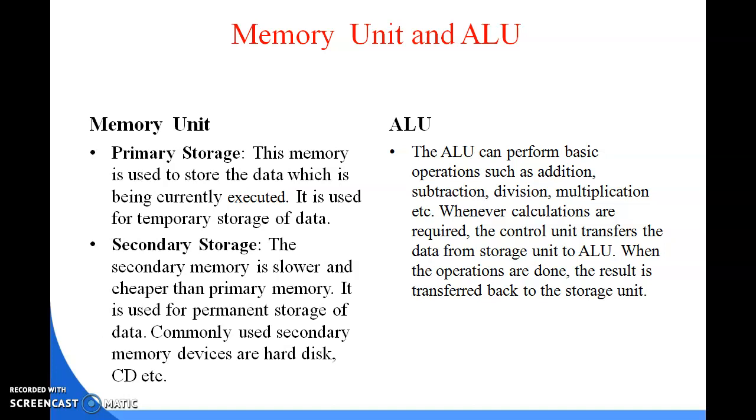So the ALU contains two types of unit. One is the arithmetical unit, the second one is the logical unit. So arithmetical instructions enter into the arithmetical part and logical instructions enter into the logical part.